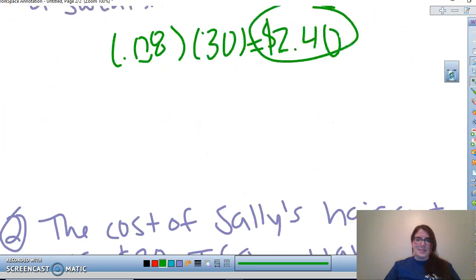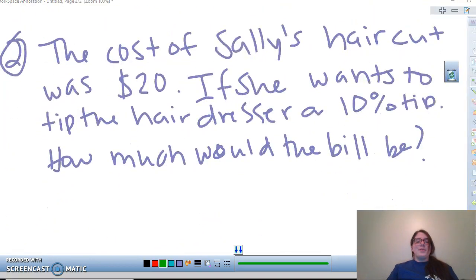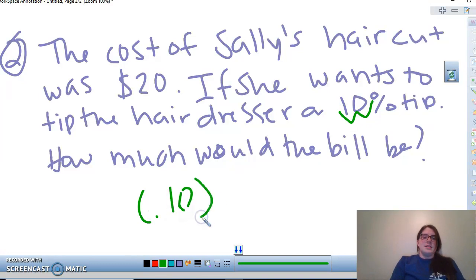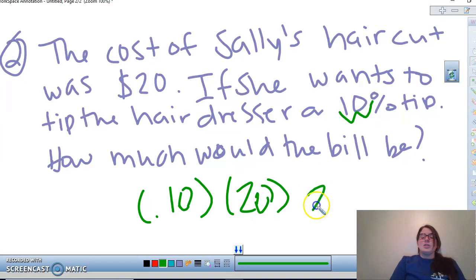Easy peasy, lemon squeezy. Problem number 2, the cost of Sally's haircut was $20. If she wants to tip the hairdresser a 10% tip, how much would the bill be? So we need to find out what is 10% of 20. So if I move the decimal point over 2 times, I'm going to have 0.10 times 20, which is going to give me $2.